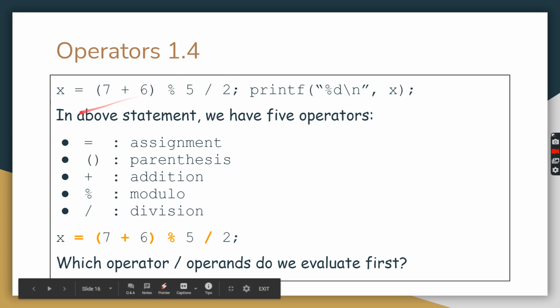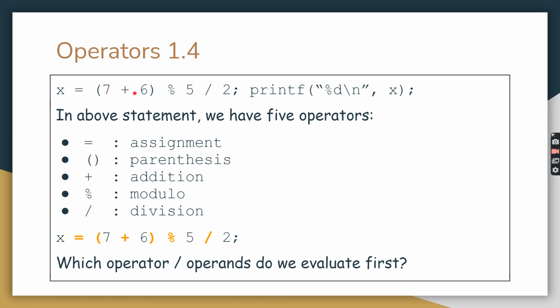Operators 1.4. So here we have the statement x is equal to (7 + 6) % 5 / 2, and then we go ahead and print the value of x. Of the 5 operators in the above statement, once again we have the assignment by the equal sign, and we have parentheses, which really is not an operation, but we'll see shortly that the parentheses do have a say in terms of precedence when you try to evaluate certain operations.